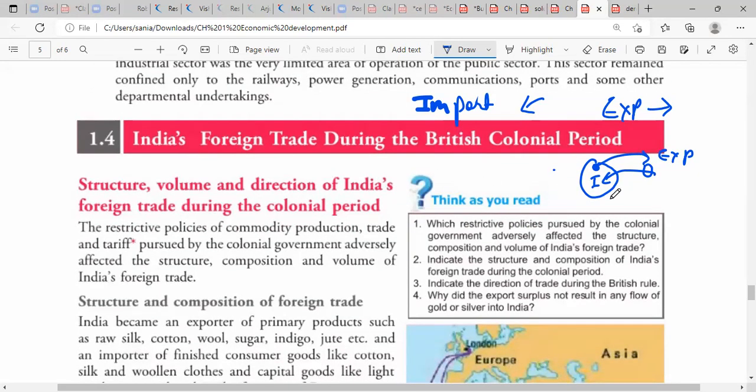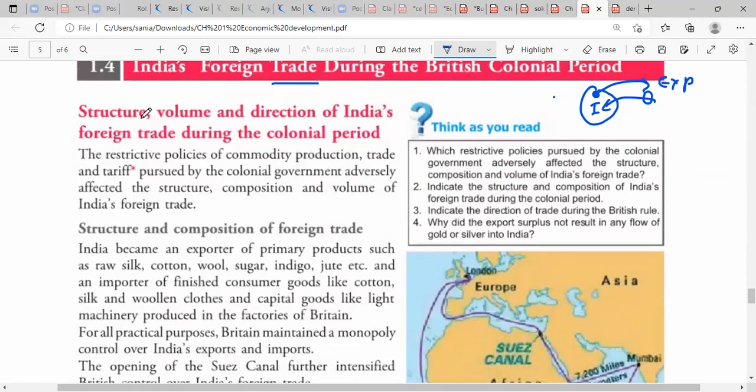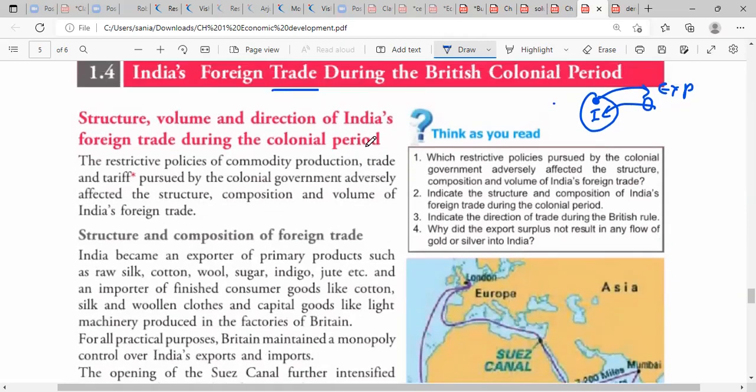Okay. So basically, trade is import and export. So India's foreign trade during the British colonial period. First we'll study the structure, volume, and direction of India's foreign trade during the colonial period. So what was basically the restrictive policy of commodity production, trade, and tariff?